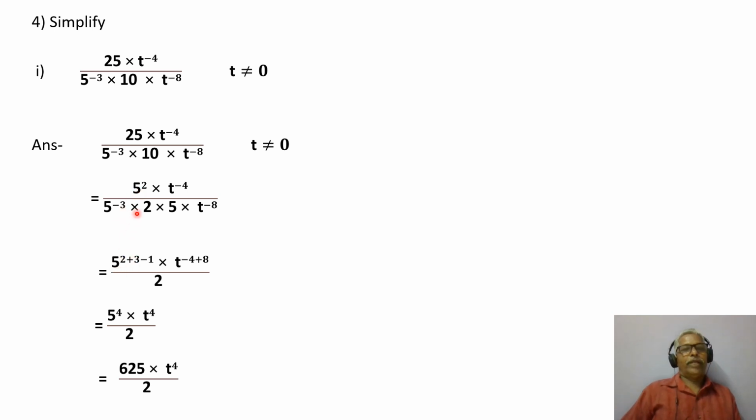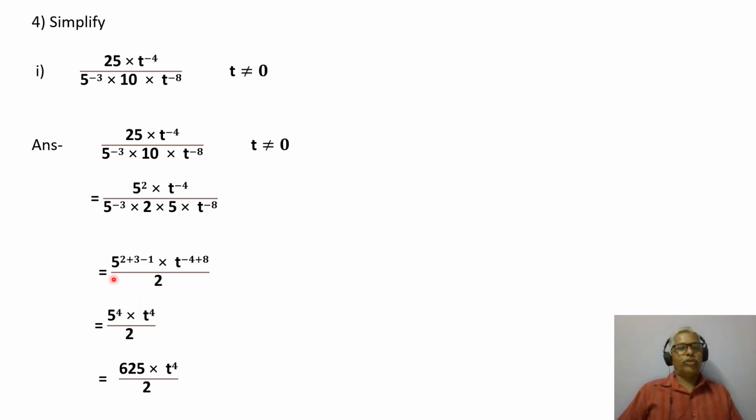This is 5 raised to 2 plus 3 minus 1. Okay. See which law we have used. I have deliberately not written this, but you have to write it in the exam. Just check which law has been used here. 5 raised to 2 plus 3 minus 1, and again into t raised to minus 4 plus 8. These two should not be forgotten. Divided by 2, all other terms have gone up.